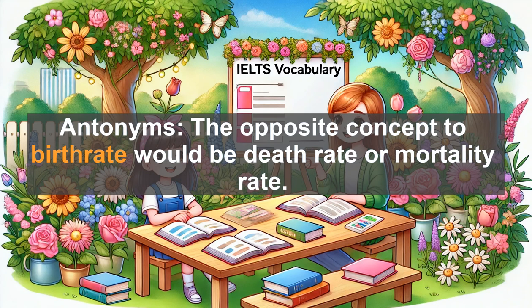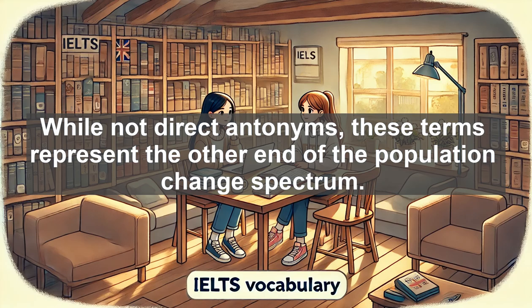Antonyms. The opposite concept to birth rate would be death rate or mortality rate. While not direct antonyms, these terms represent the other end of the population change spectrum.